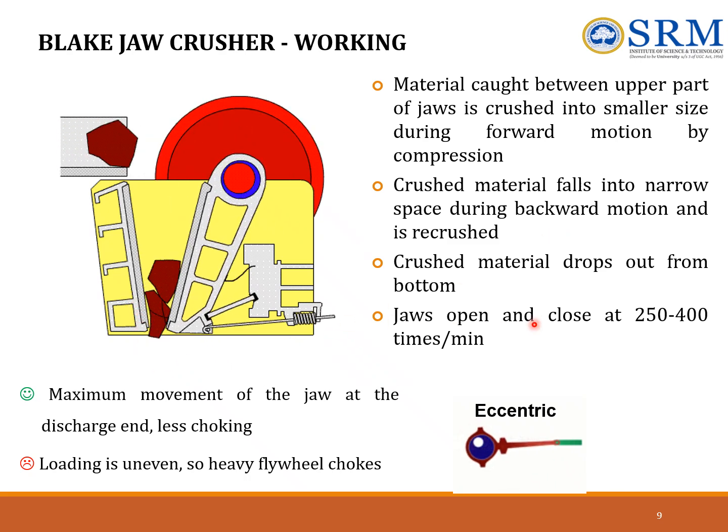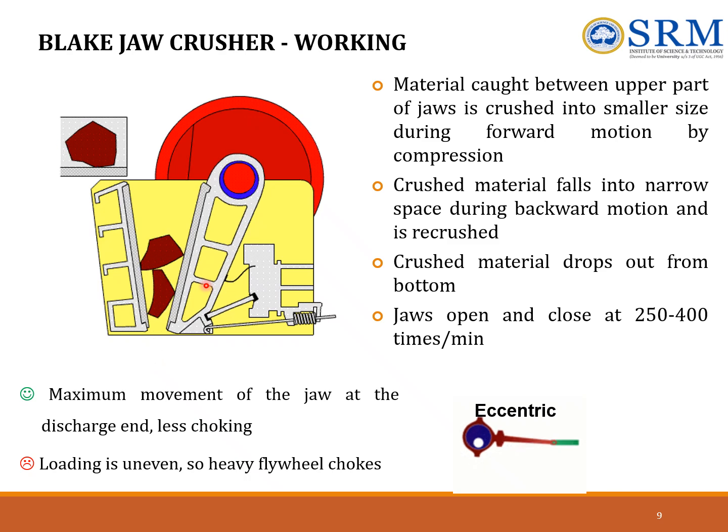The jaw opens and closes 250 to 400 times per minute. The maximum movement of the jaw is at the discharge because it is pivoted at the top, right? So the maximum movement will be at the discharge and it is less choking. Here, the flywheel may choke if you are putting uneven load on as a feed.